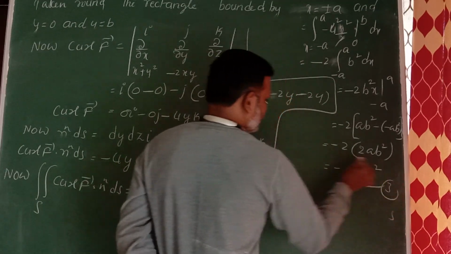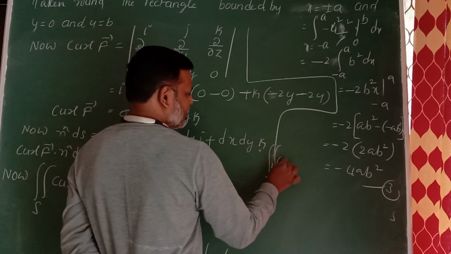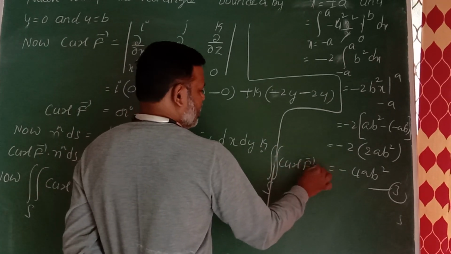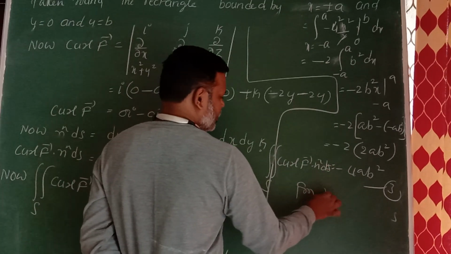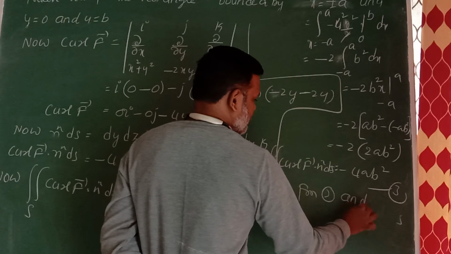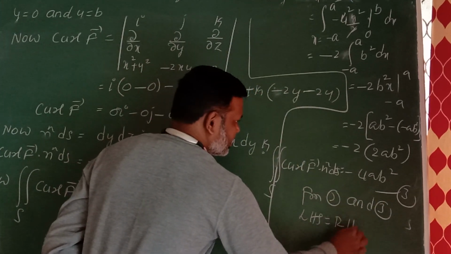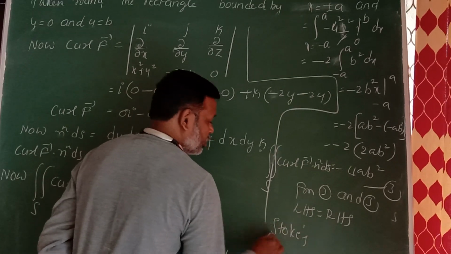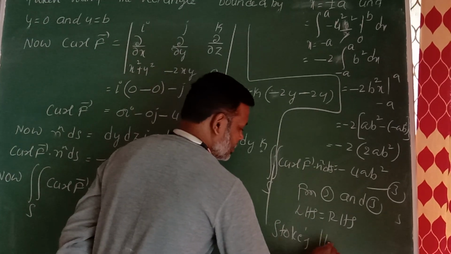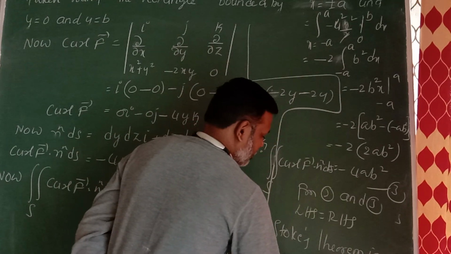This is equation number 3. So this is what the double integral over surface of curl f dot n cap ds is. So from 2 and 3, as you know that LHS is equal to RHS. Therefore, Stokes theorem is verified. So you need to conclude this is verified.